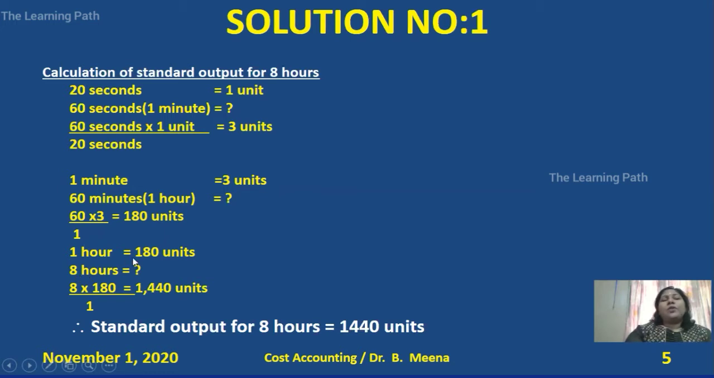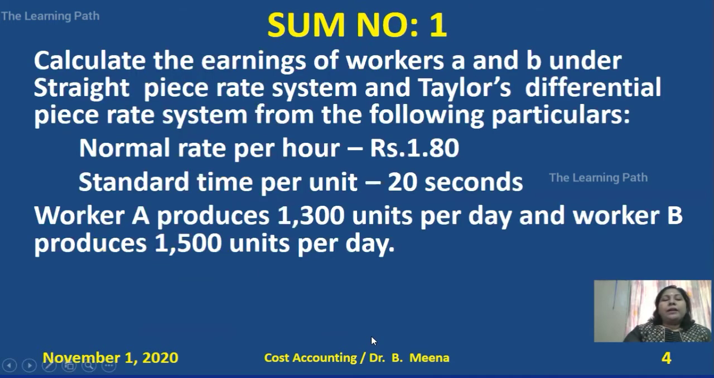So 1 hour is equal to 180 units, which means what is for 8 hours? So I have a cross multiplication, you will get this answer 1440 units. So you will come to know what is the standard output for 8 hours fixed by the company, 1440 units. So once I calculate the standard output for 8 hours, 1440, this has to be compared with the actual output of A and B.